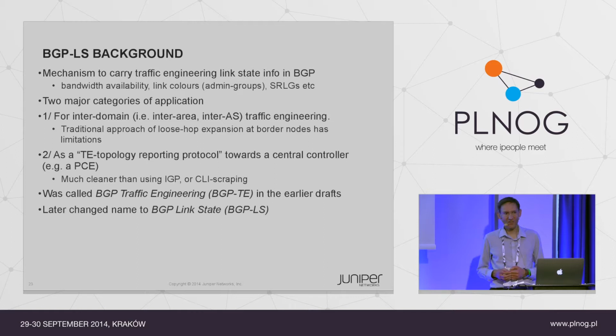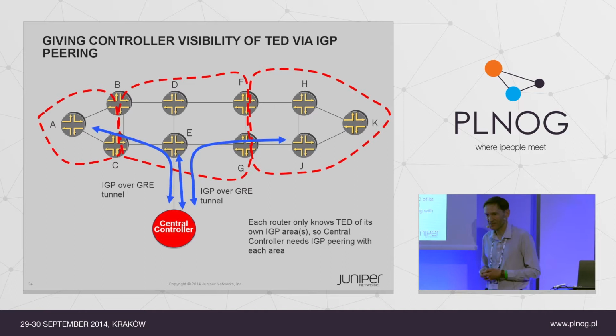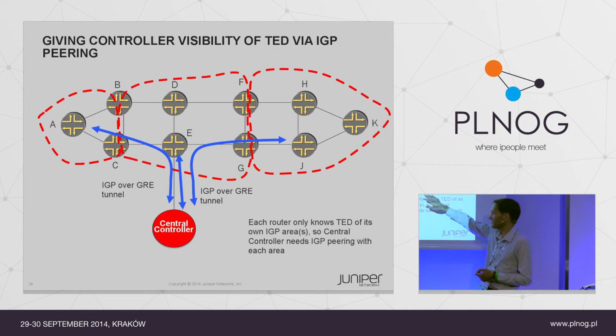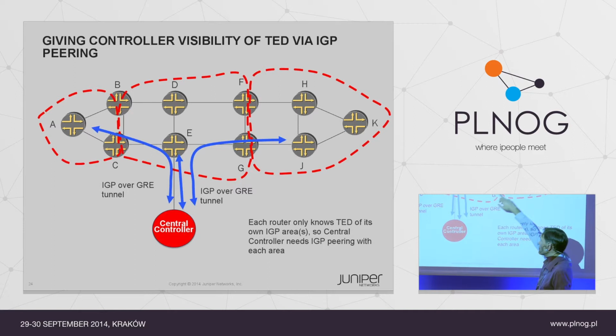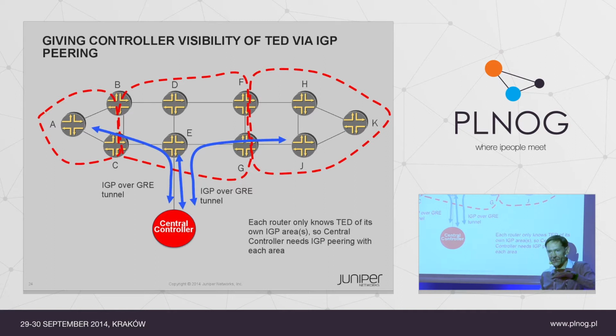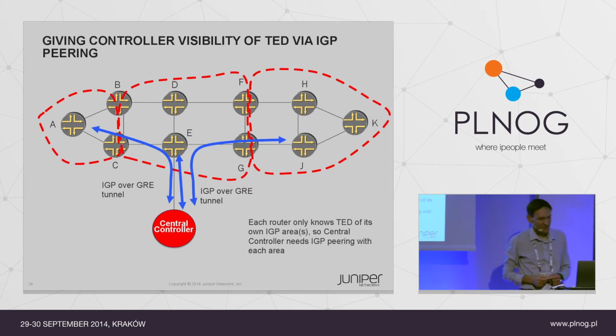This is a lot cleaner than using either IGP peerings or indeed CLI scraping. This is the traditional way that you might have given the central controller visibility of the traffic engineering parameters of each link in the network. If you've got these different IGP areas with these red dotted lines, then because the scope of the IGP traffic engineering extensions is only intra-area, you'd have to have a separate IGP peering from the central controller into each of these different areas. Probably the central controller isn't physically connected to each of those areas, so you end up doing messy things like having GRE tunnels going into each IGP area with IGP peering across it. If you add another IGP area to the network, you have to set up another of these GRE tunnels. So it gets a bit painful.